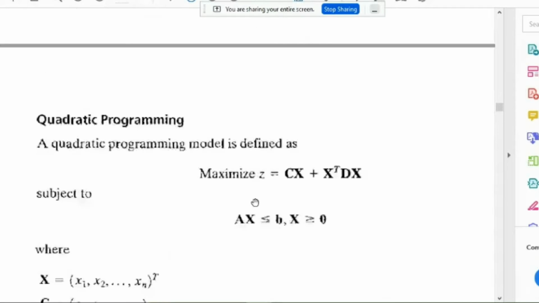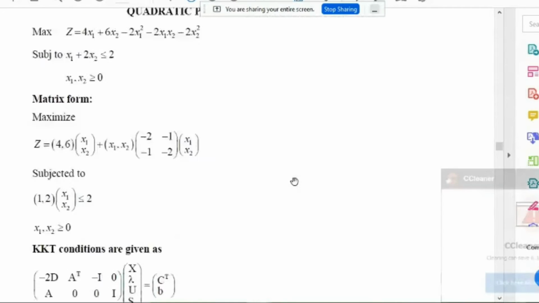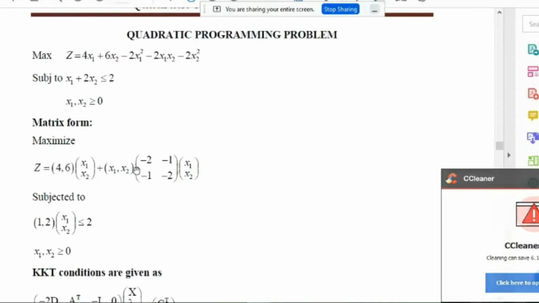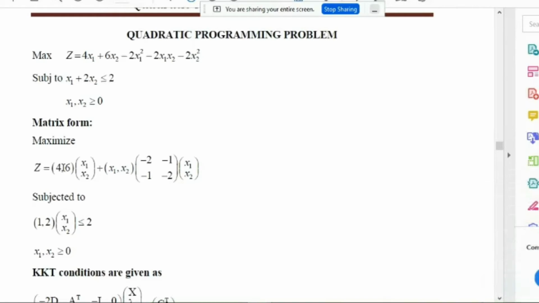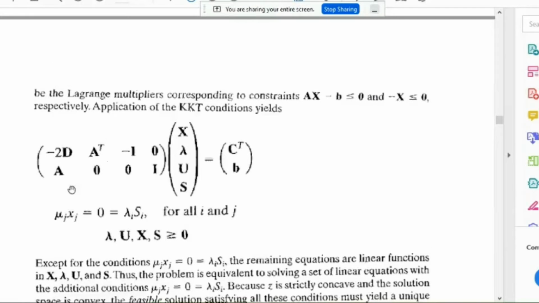So now to solve the problem, I will demonstrate just one simple example here. Here one objective function is given, and then a linear inequality constraint is given. That should be represented in matrix form. So this is 4, 6, that is vector C. Then x1, x2 is the design vector. Here x transpose. Then this is matrix D, right? Matrix D.